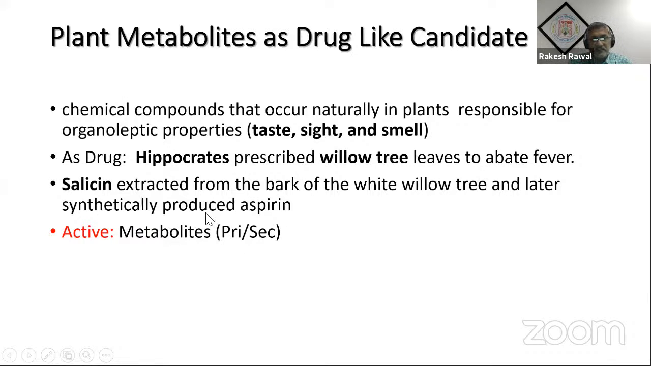That means there is a search for the active metabolite. This can be a primary metabolite or a secondary metabolite. And based on that, the source can be anything. It can be from leaf, it can be from flower, it can be from fruit, it can be from bark, it can be from root, any part of the tree. Right?